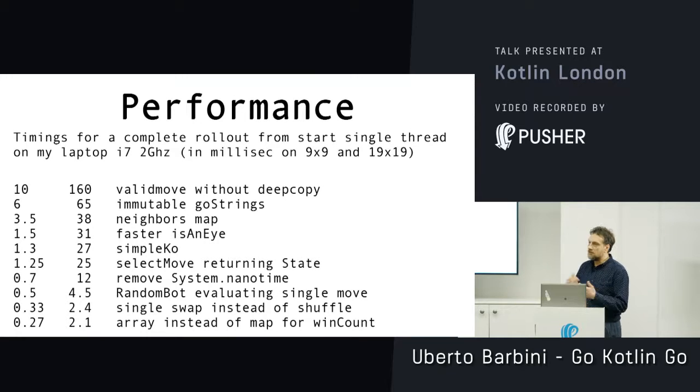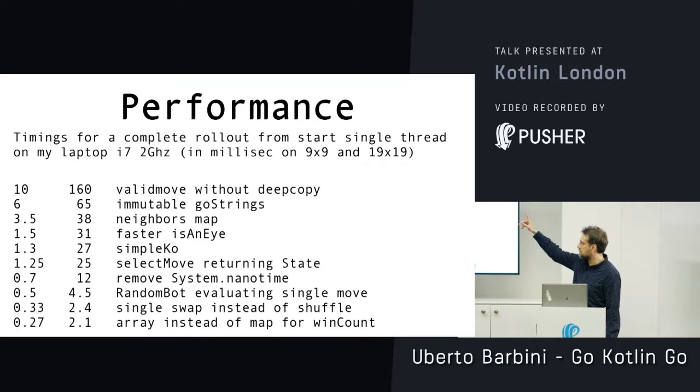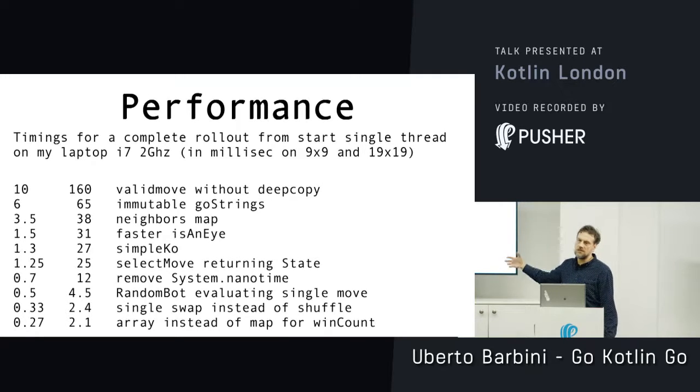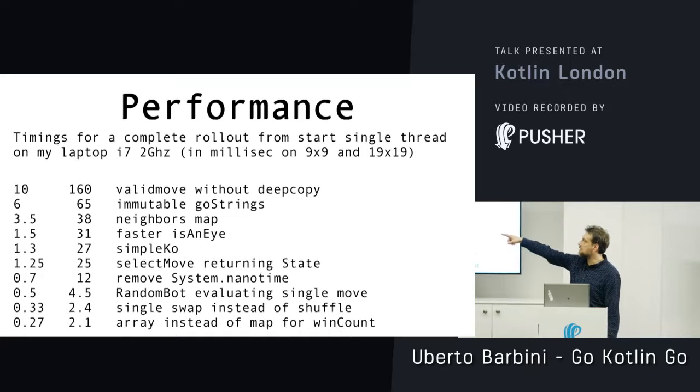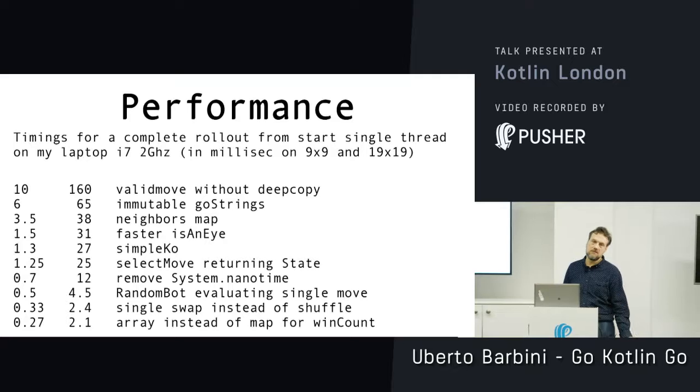So when you write software to play Go, the most important part is how fast you can evaluate a rollout. This is on my laptop, so nothing particularly fancy. The first line was when I just took the Python code, copy pasted it and translated it into Kotlin. Let's just look at one column: the first column is on the 9 by 9 board, the second column on 19 by 19, in time in milliseconds to do a single rollout. You need at least 10,000 rollouts to make something work. The beginning took 10 milliseconds on the small board, so that would be 100 seconds, more than a minute, just to have a decent play.